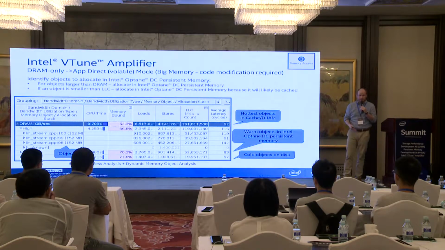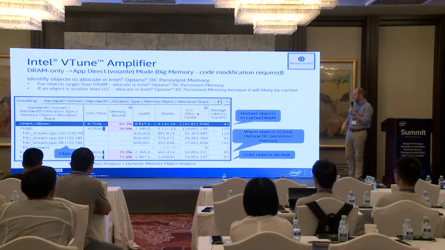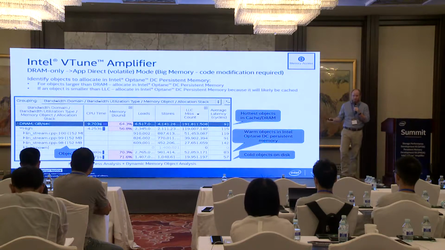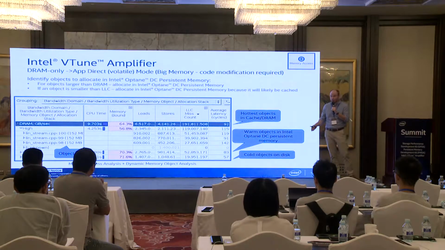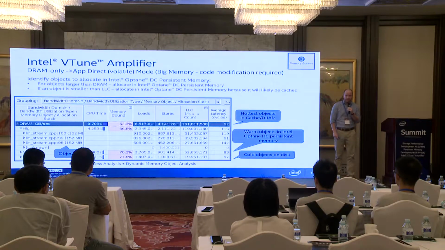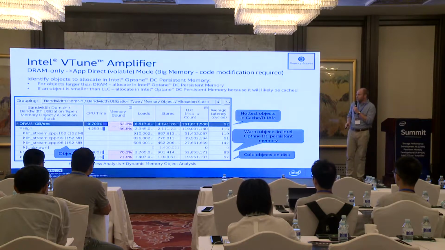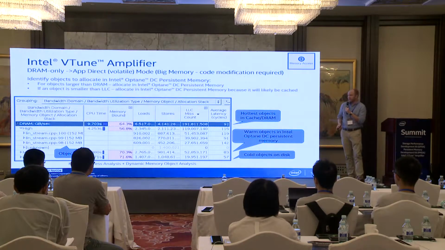DRAM is the fastest memory on the platform. It's faster than Optane DC, but it's smaller. So you want your hottest objects in caches or DRAM. Your next hottest objects that won't fit in the caches or DRAM can go in the Optane DC persistent memory, and then the cold objects that you have that are accessed very rarely, it's okay for those to sit out on the disk, right? So essentially what we're showing here is the guidance that you can get with our tools when trying to do App Direct programming.